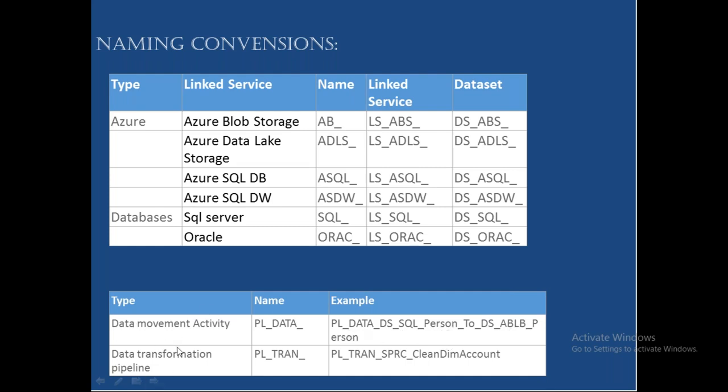In the same way, when you are doing the data transformation, you need to create a pipeline, PL underscore trans. Trans is nothing but transformation. You have to say whether you are applying any cleaning on the dimension table, whether you are just doing the transformation on any table, or whether you are executing a data quality framework or data quality checks. You just have to give the names as per that particular requirement.